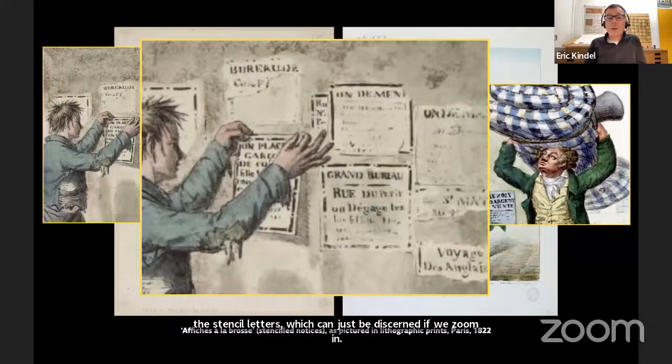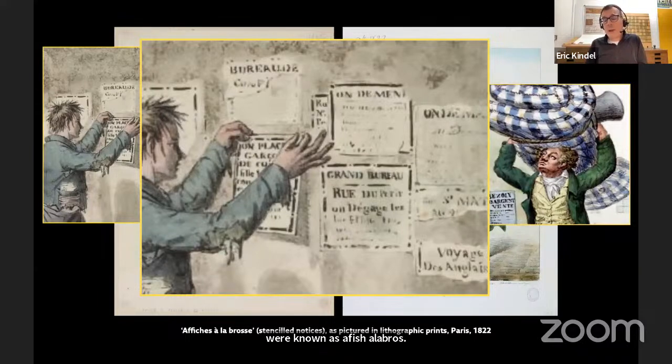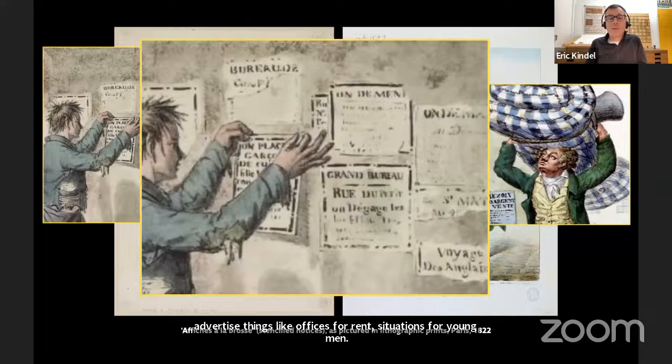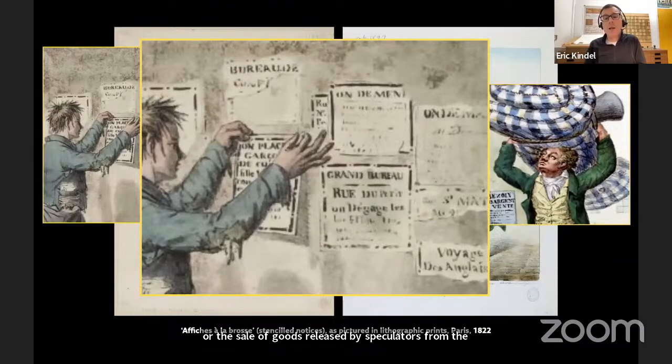Such stenciled notices were known as affiches à la brosse, that is, of the brush, and were stenciled onto paper before being stuck up. They advertised things like offices for rent, situations for young men, or the sale of goods released by speculators from the Mont de Piété, which was a publicly administrated pawn brokerage.